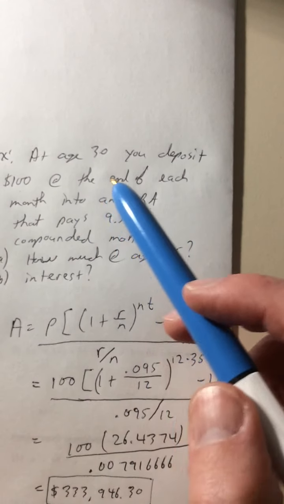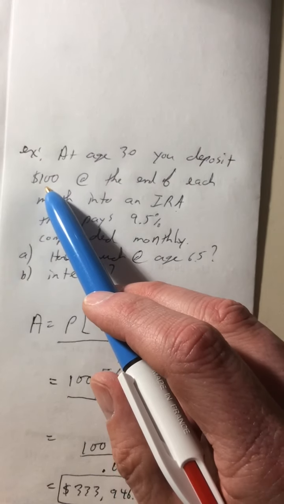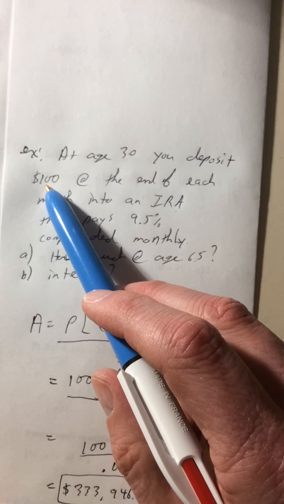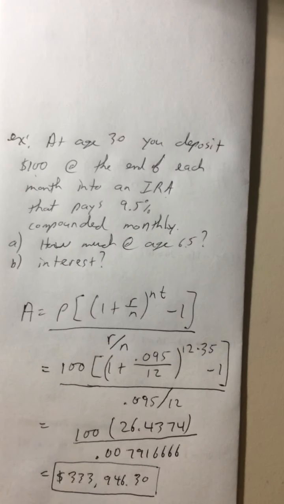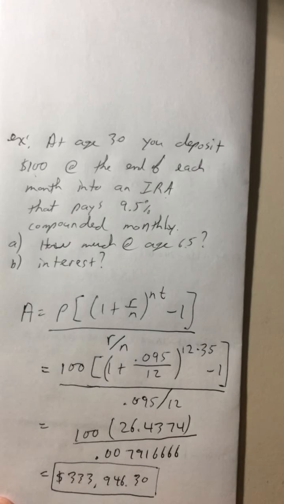So that's pretty easy. We're going to deposit $100 a month. So that means we're going to have $1,200 a year times 35 years. So 1,200 times 35 equals 42,000. So we will have deposited in there 42,000.